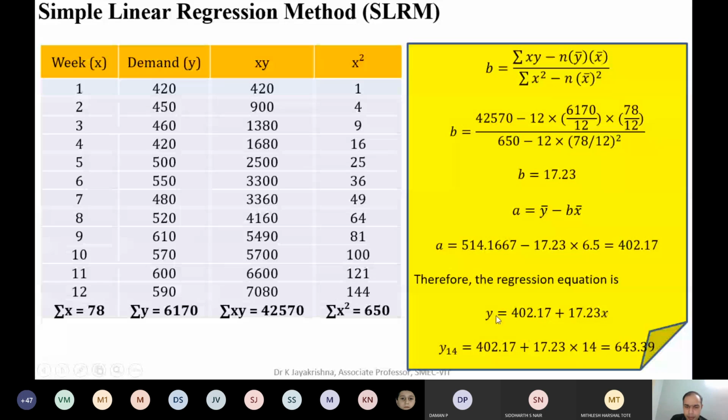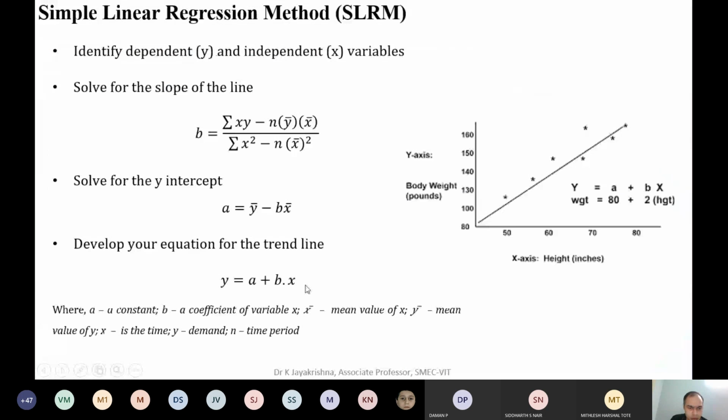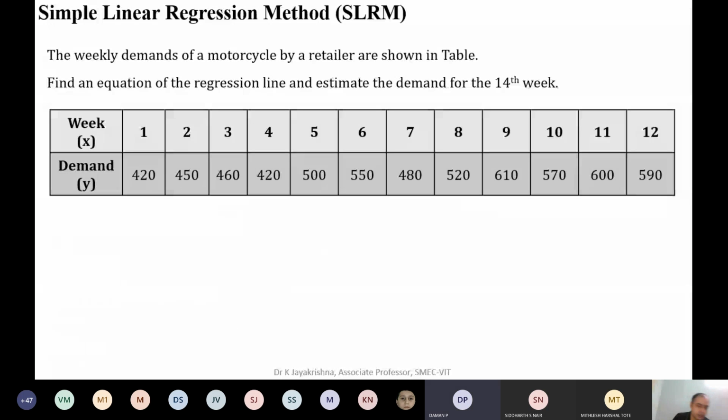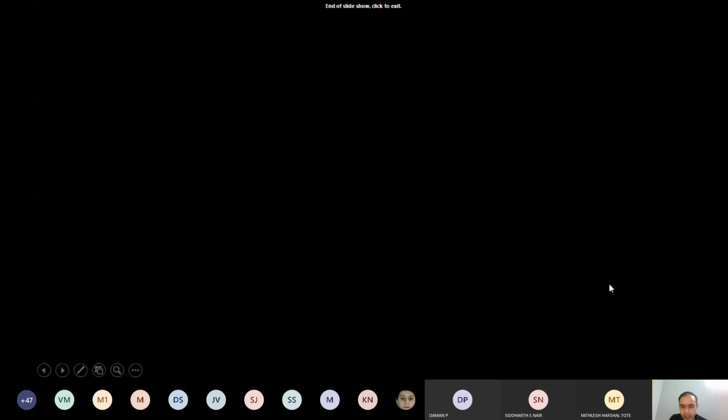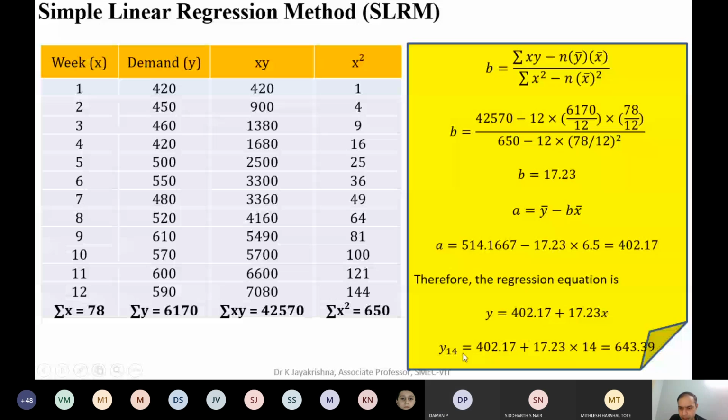But we know the regression equation is y equal to a plus bx. So from the formula y equal to a plus bx, I'm substituting here. The a value is 402.17 plus the b value 17.23 into x. This I have mentioned as small x. This is not x bar or the x value. This x is the variable which we don't know and for which we have to calculate.